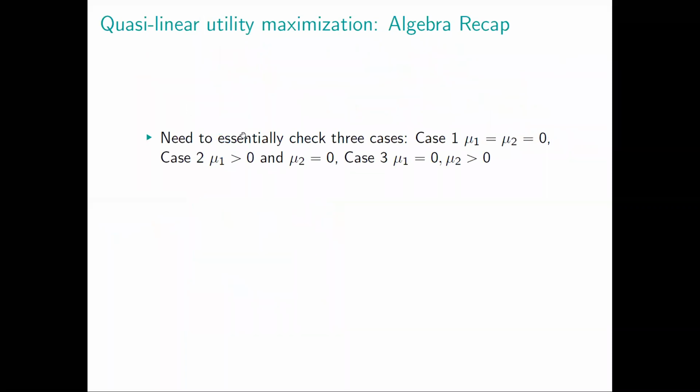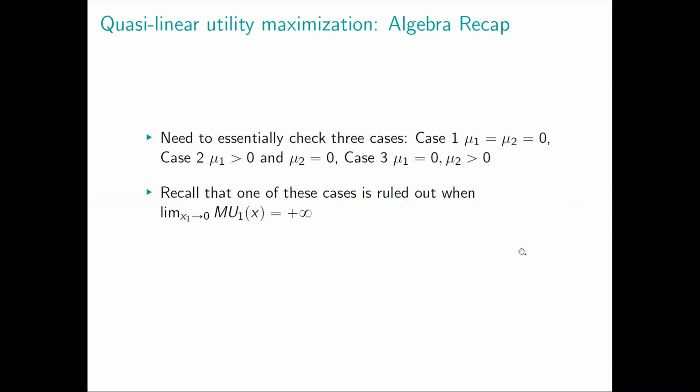Going forward, essentially we need to check these three cases. That's what we did on the previous slide. So there's case 1, case 2, and case 3. Recall that one of these cases is ruled out when the marginal utility of good 1 goes to infinity. The case that is ruled out by this is this one, so this rules out case 2. That can simplify some problems. And finally, remember, if you're trying to write a general solution of this, there are several cases that you'll need to write out.